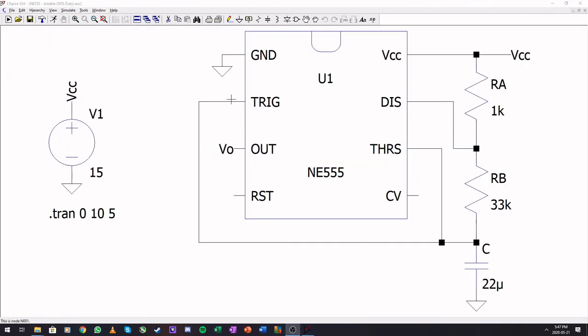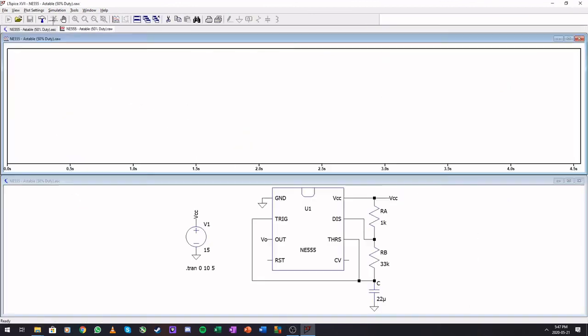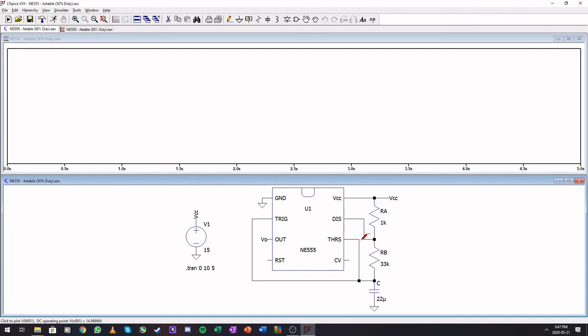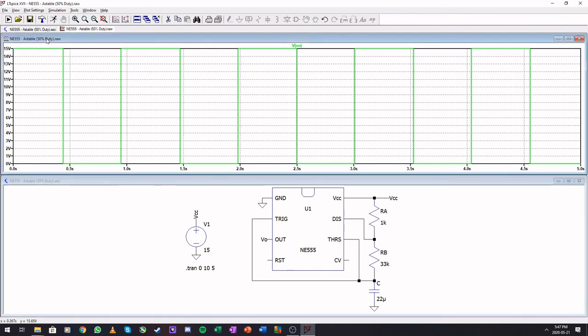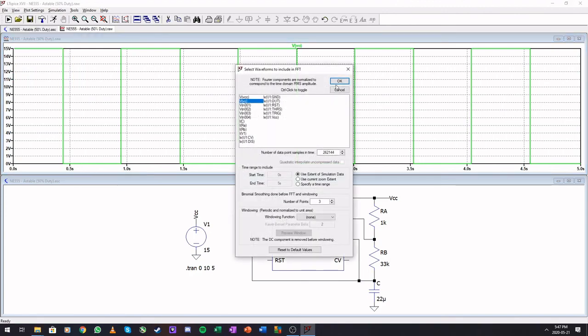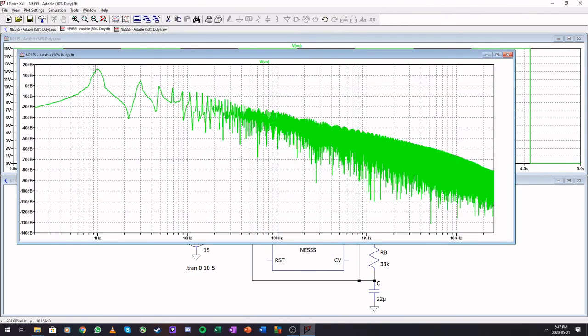So here is my astable build. Trigger and threshold connected together. Discharge on top of RB here. 1 kilo ohm and 53 kilo ohms. And a 22 microfarad capacitor. Let's run this. Let's check our output. And this seems to be running at 1 hertz. Want to make sure. Can do an FFT. And that is at 1 hertz.